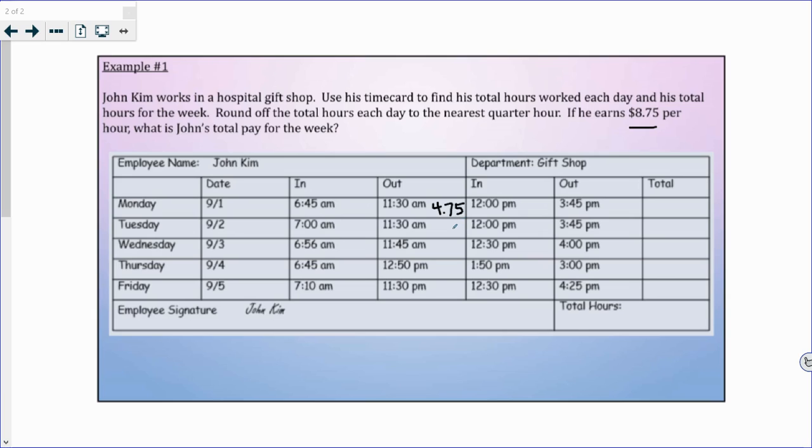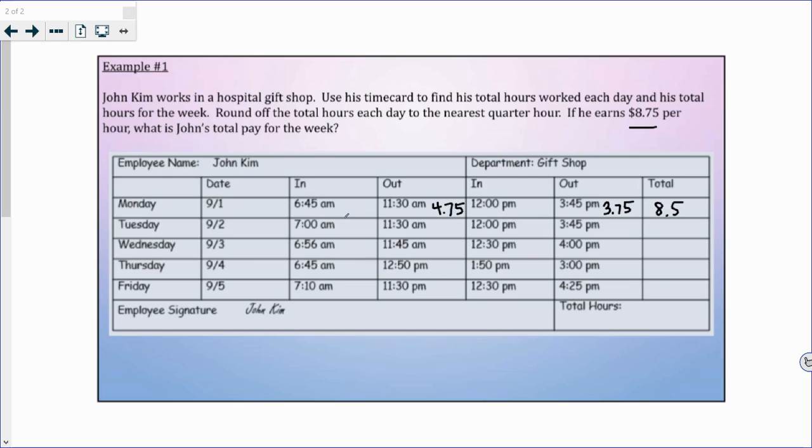Remember, minutes are 60 and decimals are out of 100, so you kind of have to change it a little bit. If you're going 12 p.m. to 3:45, that's 3 hours and 45 minutes, so 3.75. So now if I add those together, 4.75 and 3.75, that gives me 8.5 hours.